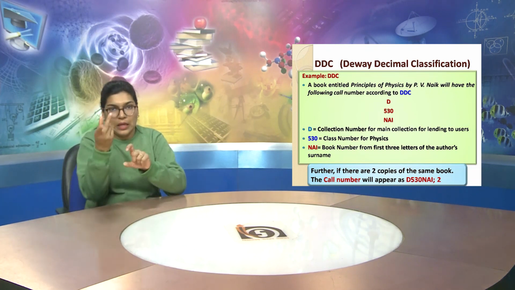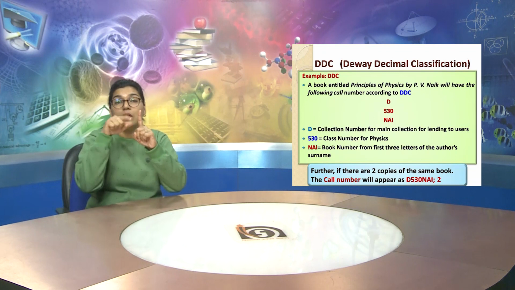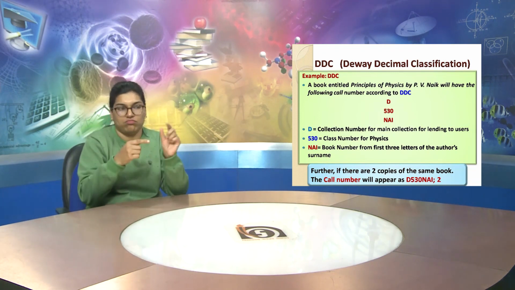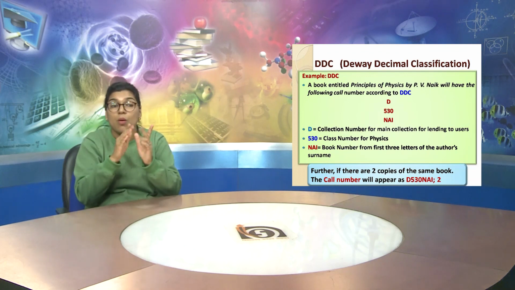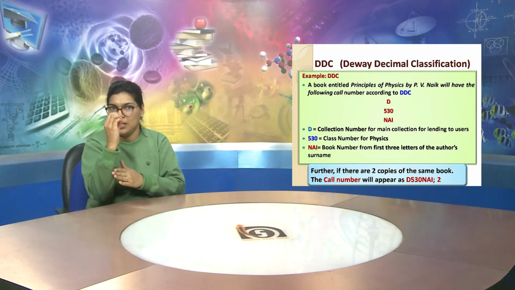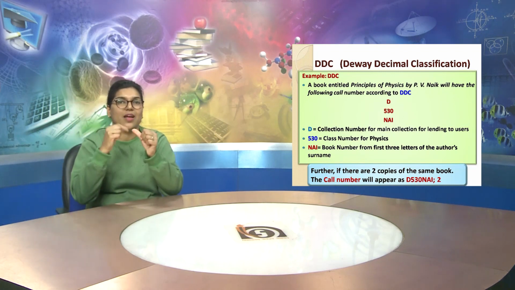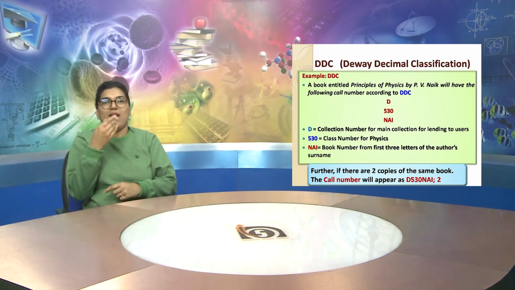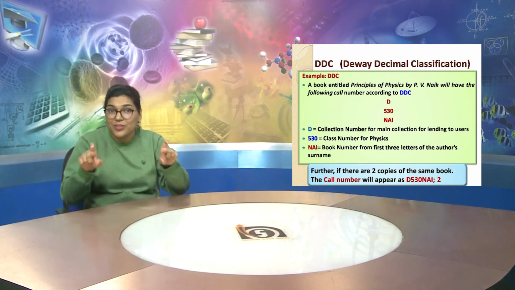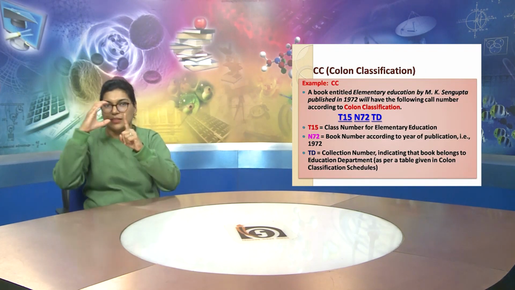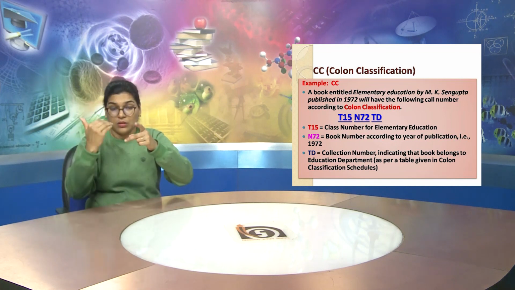Let me explain again. D is the code which is used for the subject education. After that, 530 is the subject code which we had seen in the previous slide, and after that the third thing is the name of the author. We have already understood the DDC classification, which is international.